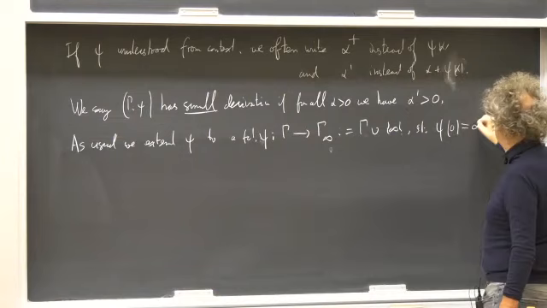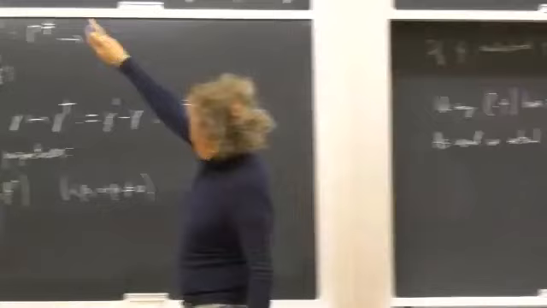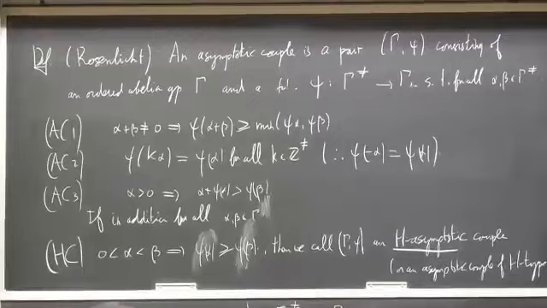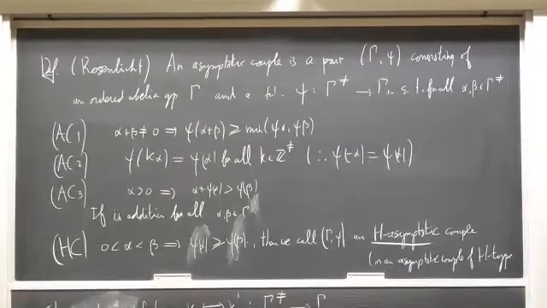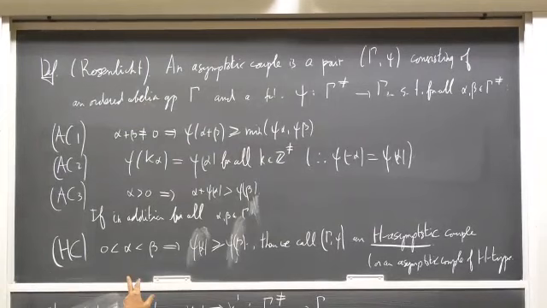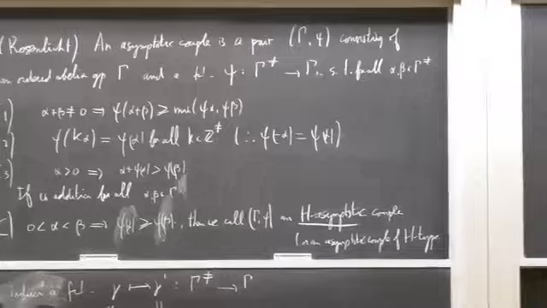And then, for example, the first axiom AC1, alpha plus beta not zero implies psi of alpha plus beta is greater than or equal to the minimum of psi alpha and psi beta, is then actually true for all alpha and beta, whether zero or not.